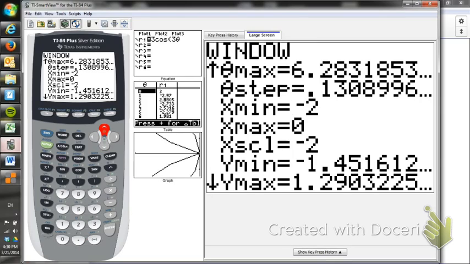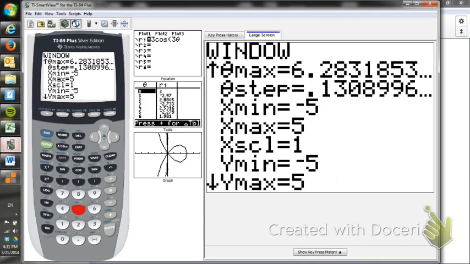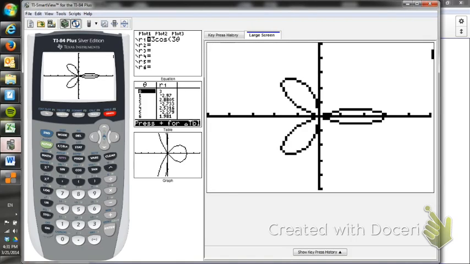Whoops, I need to make this a little bit bigger. Sorry, guys. Having some trouble with my window. I want that to be negative 5 to 5. And I want my y min to be negative 5 to 5. Okay, so you can see this graph is very different.